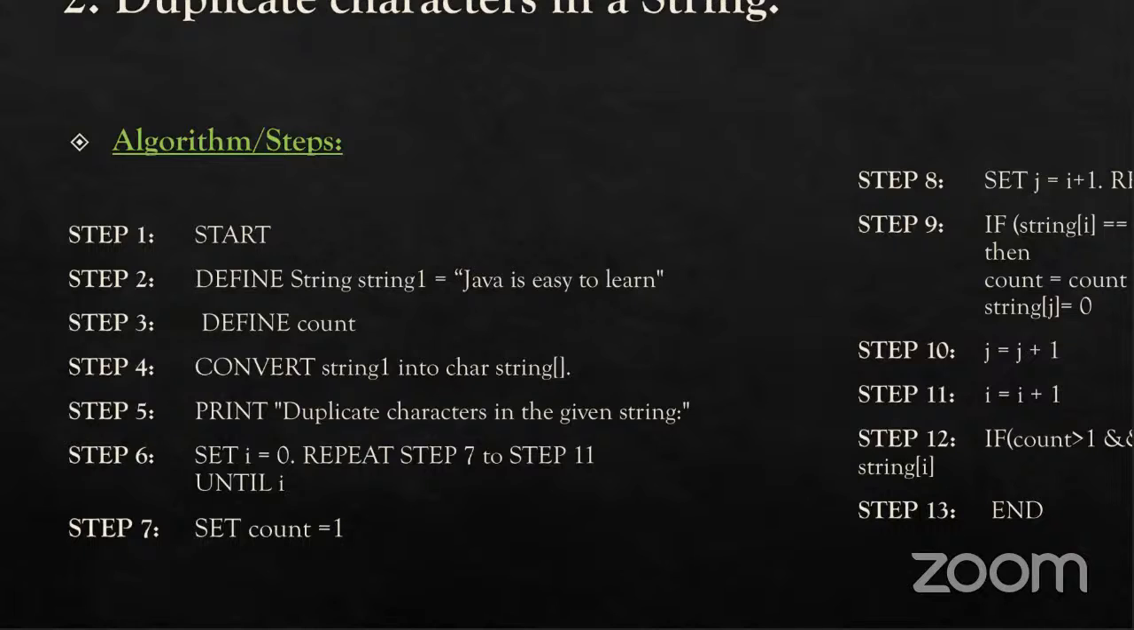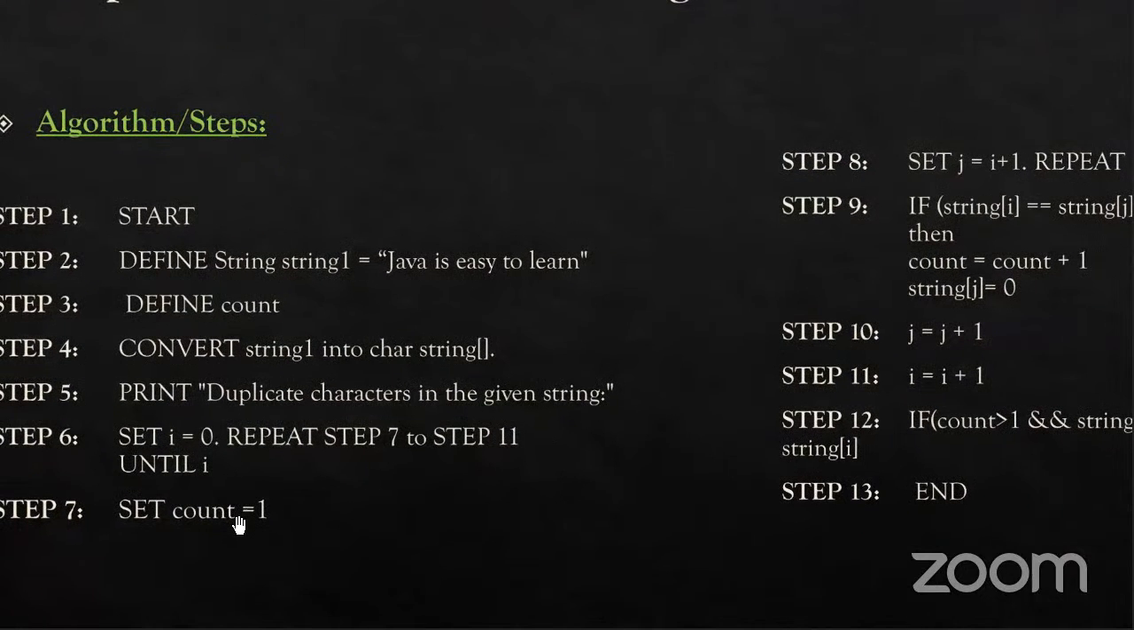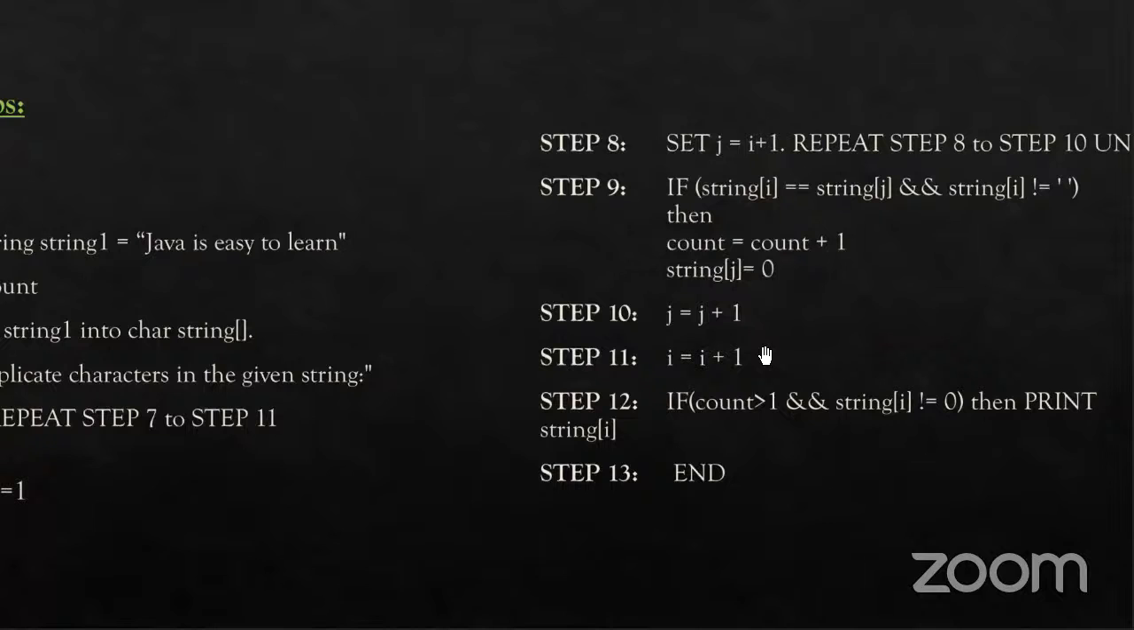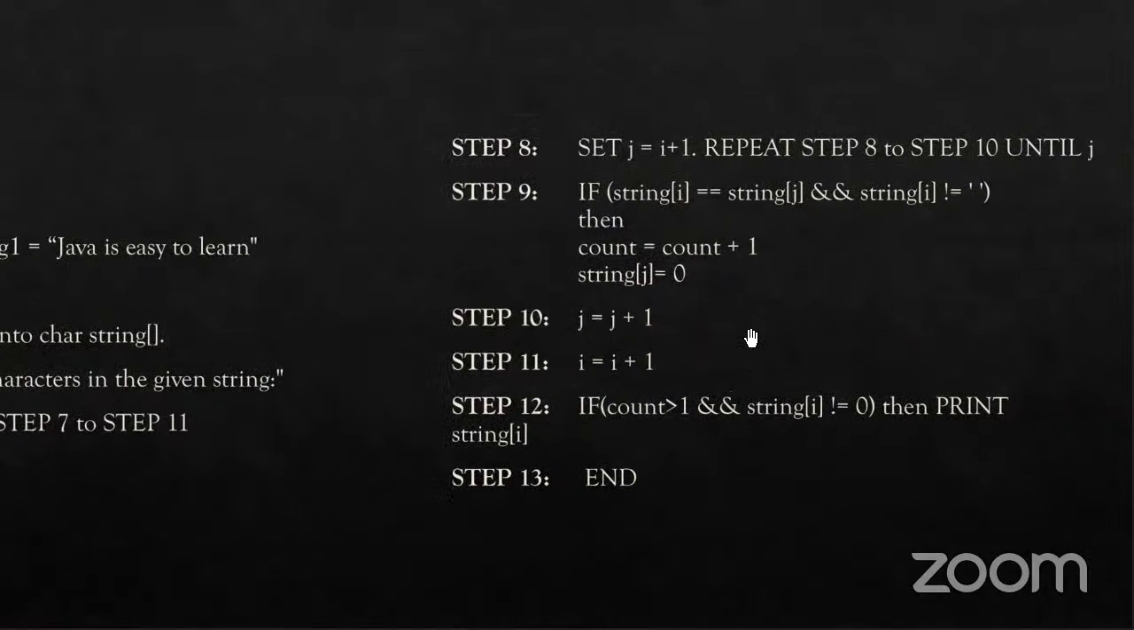Now we need to loop inside the string, right? So I set up a for loop with i equal to 0, repeating steps 7 to 11. Inside this for loop I set count to 1, and inside that I also set up a j loop.